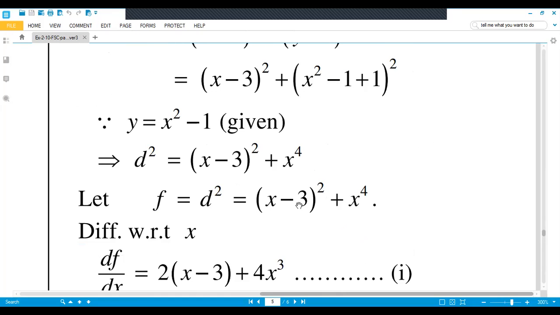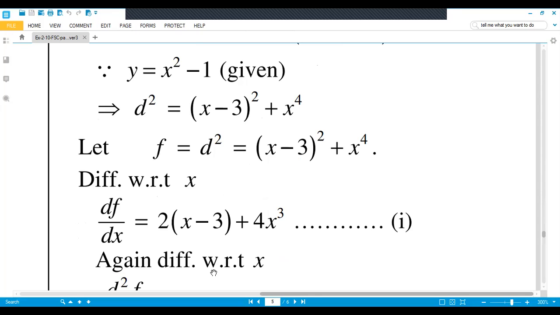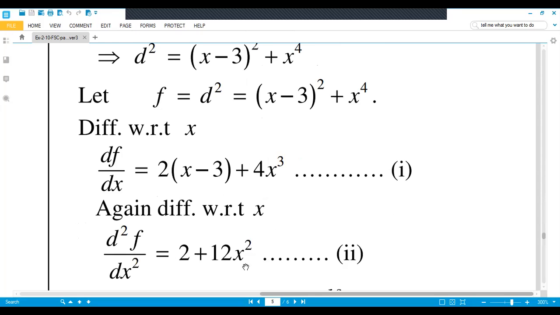Now differentiate with respect to x. The power will come in coefficient, and from the power you subtract 1, and the derivative of x minus 3 is 1 minus 0. So 1 multiplied with the same value gives the same value. The power comes in coefficient and from the power you subtract 1, so 4x cube. Now again differentiate with respect to x. You get 2 as a coefficient, the derivative of x is 1 and of minus 3 is 0. So 2 into 1 is 2, and the power multiplies with the coefficient: 4 times 3 is 12, and from the power you subtract 1, so this is 12x square.